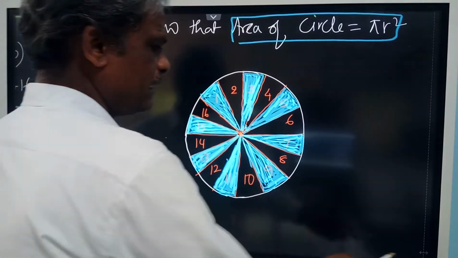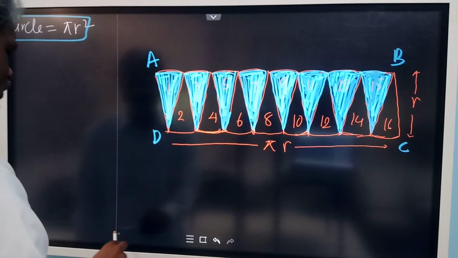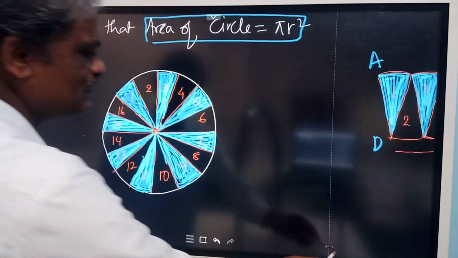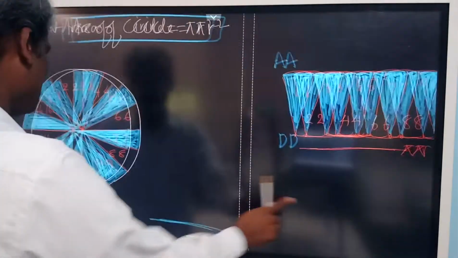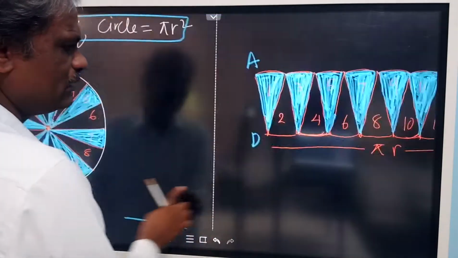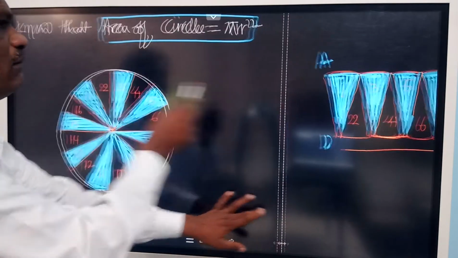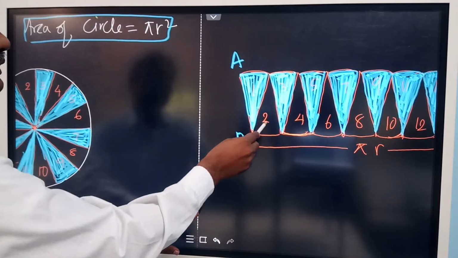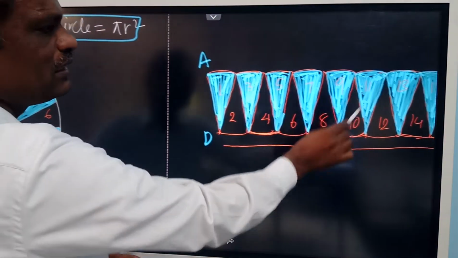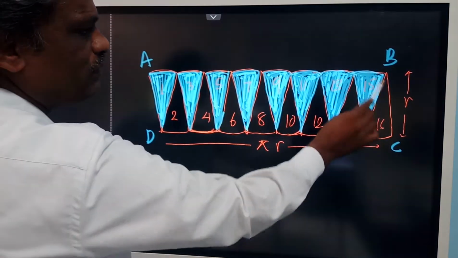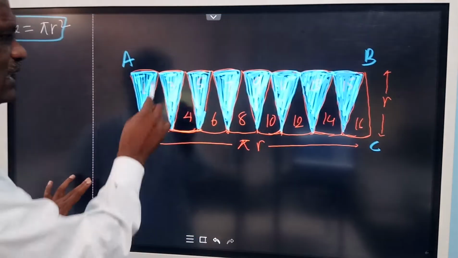Then arrange them in the form of a rectangle. All the blue colored sectors, we arrange vertically in the upward direction. The other ones we arrange in the downward direction. Sector 1, place here. Sector 2, here. 3, there. 4, here. 5, there. 6, 7, 8, 9, 10, 11, 12, 13, 14, 15, 16. This entire circle is divided into 16 parts and we arrange it like this.